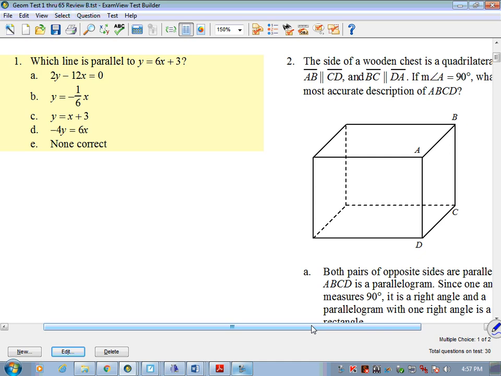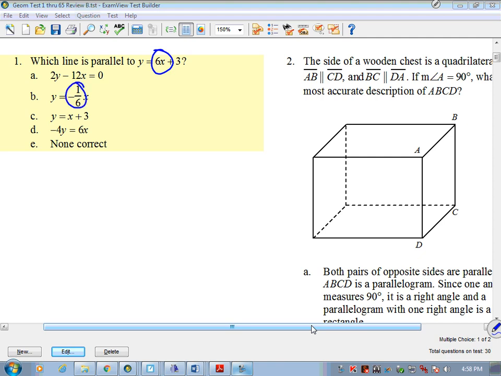We've seen stuff like this before. Which line is parallel to y equals 6x plus 3? When we talk about parallel or perpendicular, we automatically want to take our attention to the slope. And then we want to start looking through our list of options. And obviously, when we have two lines in slope-intercept form, we want them to be parallel, then that means that we want our slopes to be the same, which is automatically going to eliminate a couple of these for us.